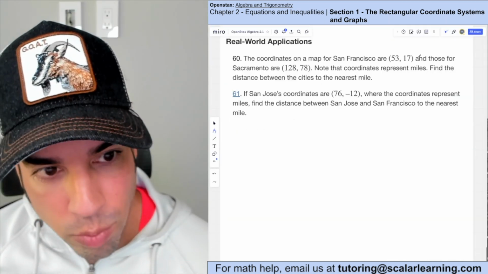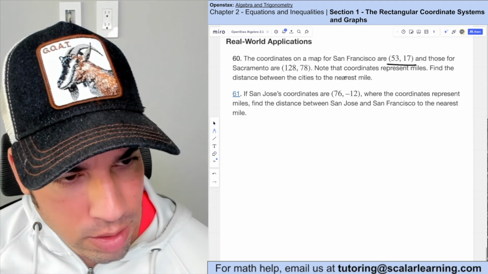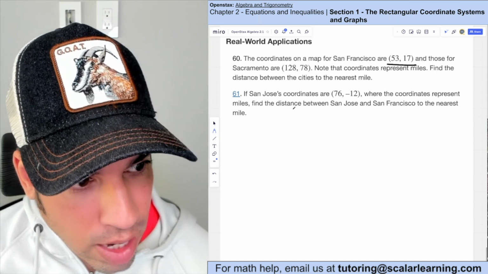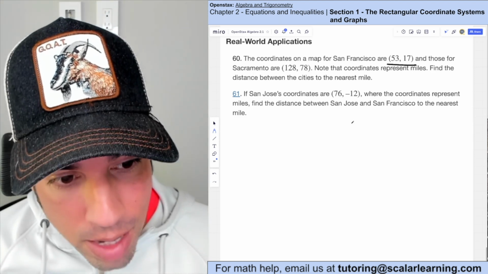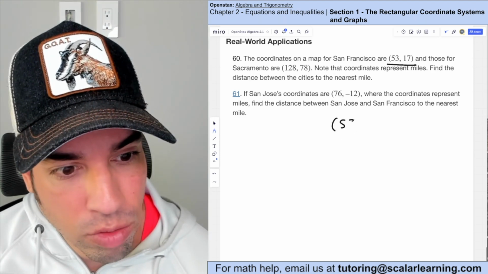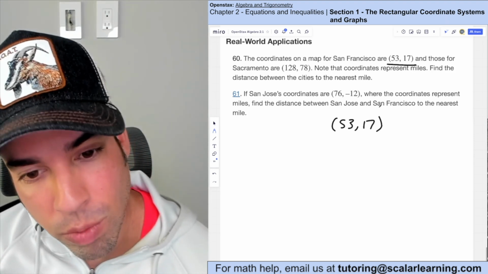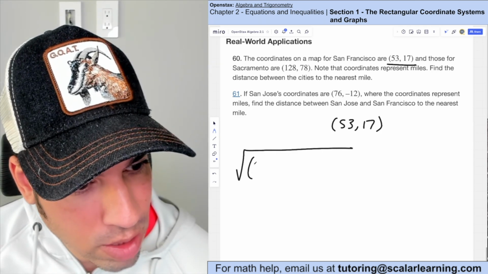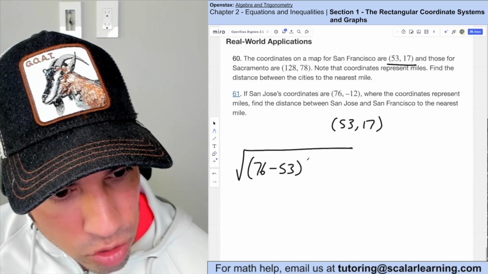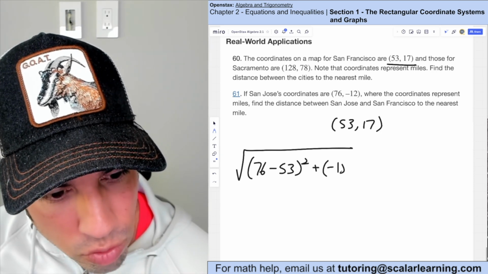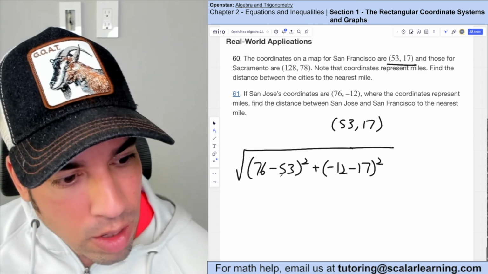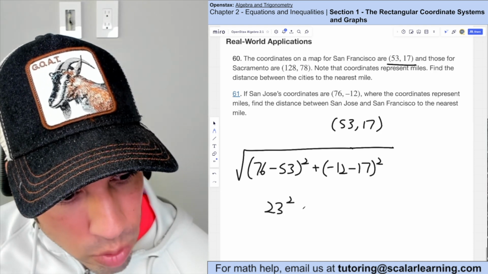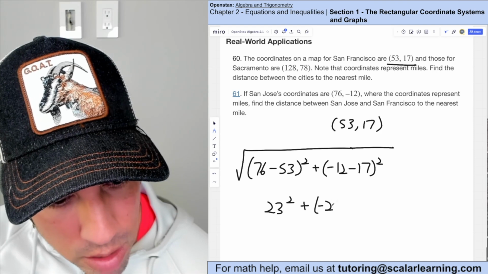All right, so to do 61, we need the information here for San Francisco in 60. So it says the coordinates are 76, -12 for San Jose, and each coordinate unit represents a mile. And San Francisco is 53, 17. Find the distance. So what are we doing? We're using the distance formula. So we're going to take the square root of the difference of the x value, so 76 minus 53 squared, plus the difference of the y values, -12 minus 17 squared. And then 76 minus 53, that's 23 squared, plus that's -29 squared.